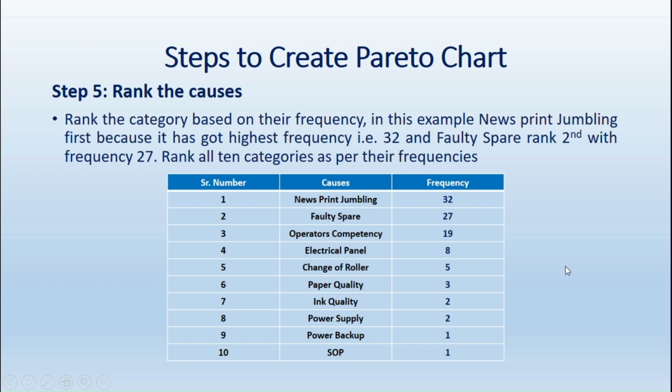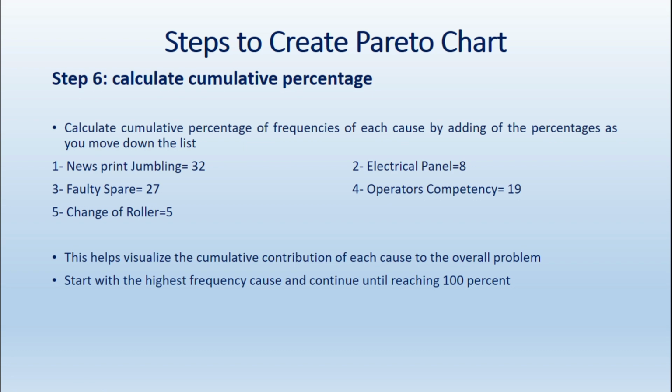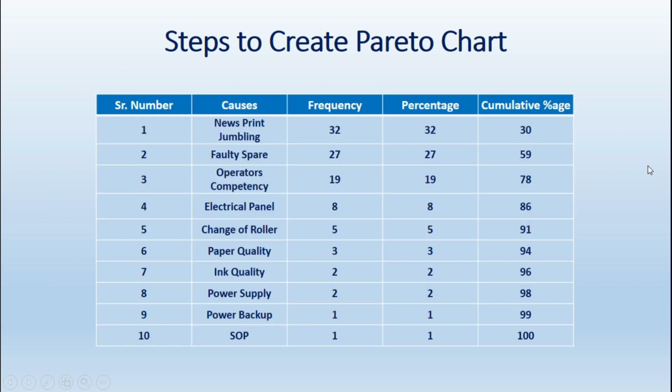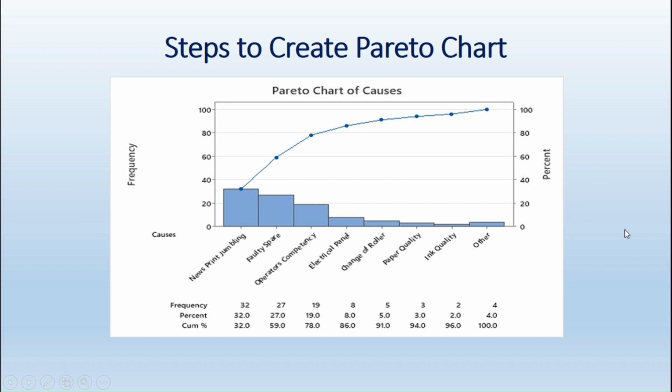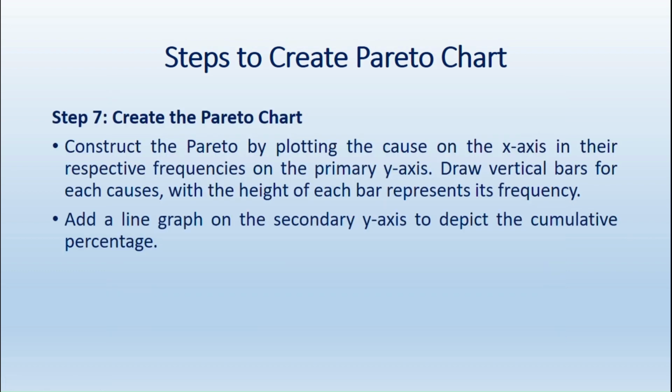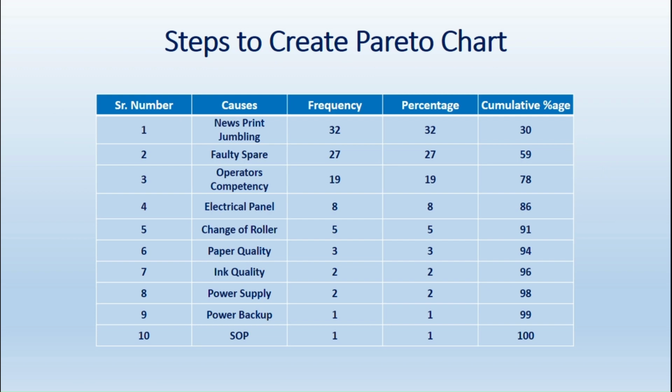And once you have ranked those frequencies, after that you have to calculate cumulative percentage of frequencies. For that you have to calculate percentage of frequencies first, and after that you can easily calculate cumulative percentage of frequencies. After that you can create the Pareto chart. Here is the Pareto chart which I have created by using this data.